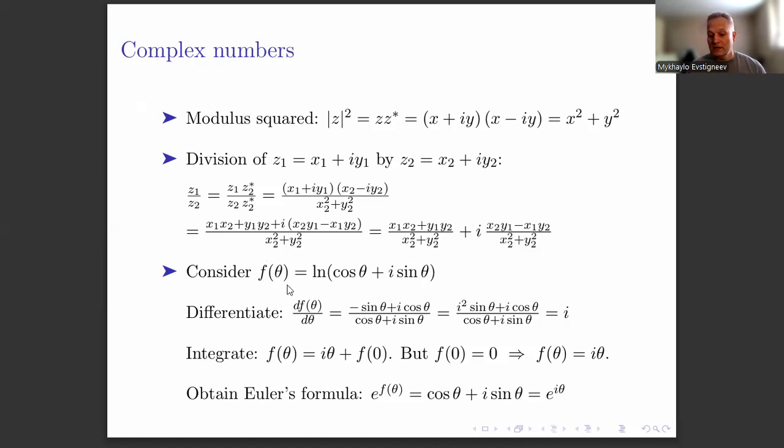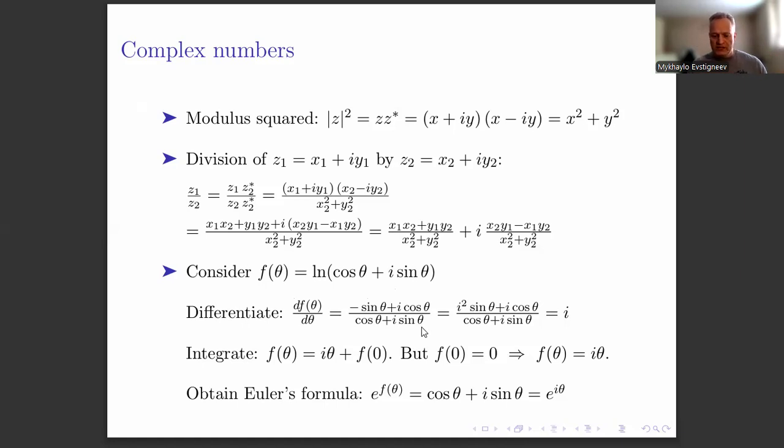Now let's take the derivative of this function with respect to theta. And we differentiate natural logarithm, sine and cosine using the usual rules of differentiation. We know how to differentiate those functions. For example, the derivative of natural logarithm is 1 divided by the argument of natural logarithm. So using the chain rule, the derivative of the logarithm of cos theta plus i sine theta is 1 divided by cos theta plus i sine theta. That's the derivative of the natural logarithm.